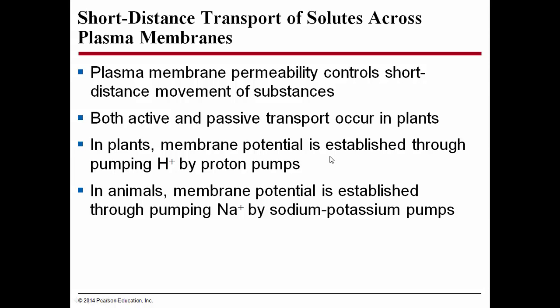Short distance transport of solutes across plasma membranes. Plasma membrane permeability controls short distance movement of substrates. Both active and passive transport occur in plants. In plants, membrane potential is established through pumping hydrogen ions by proton pumps. In animals, membrane potential is established by pumping sodium ions through the sodium-potassium pumps. So these pumps are run, basically it's a byproduct of photosynthesis, and this is the way that the plants maintain the level of various nutrients in their cells.